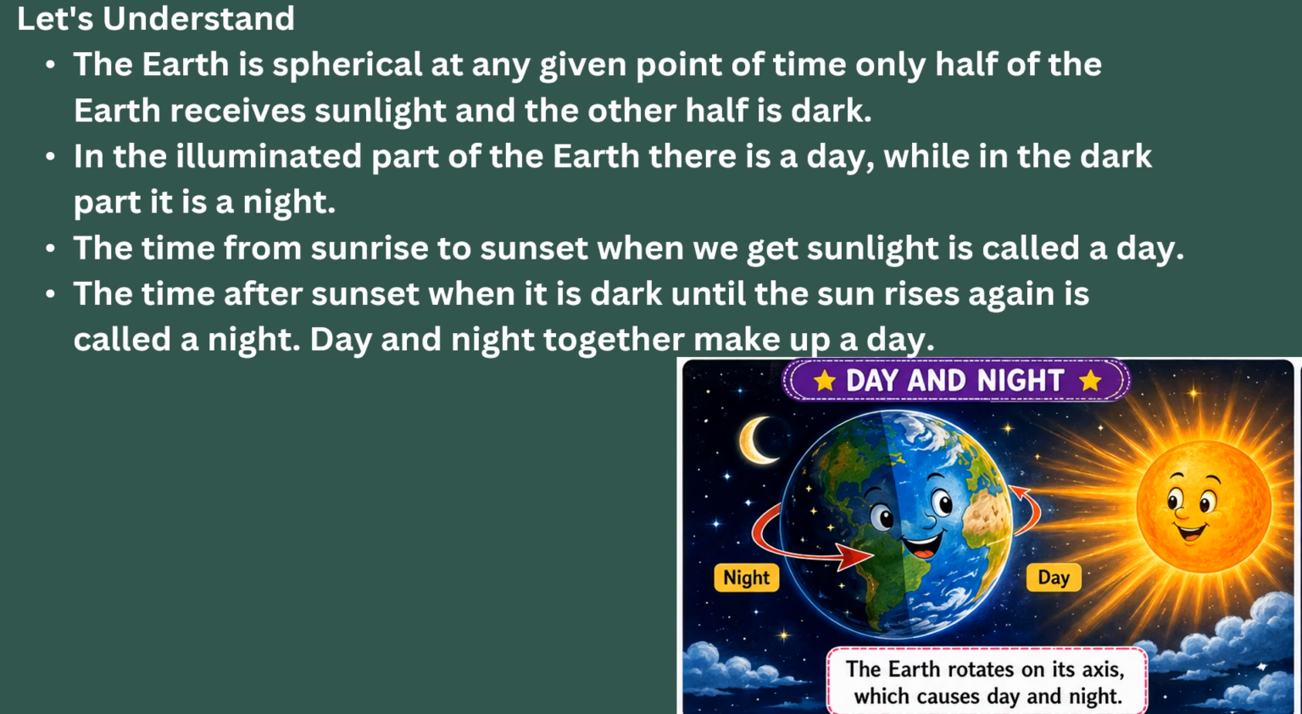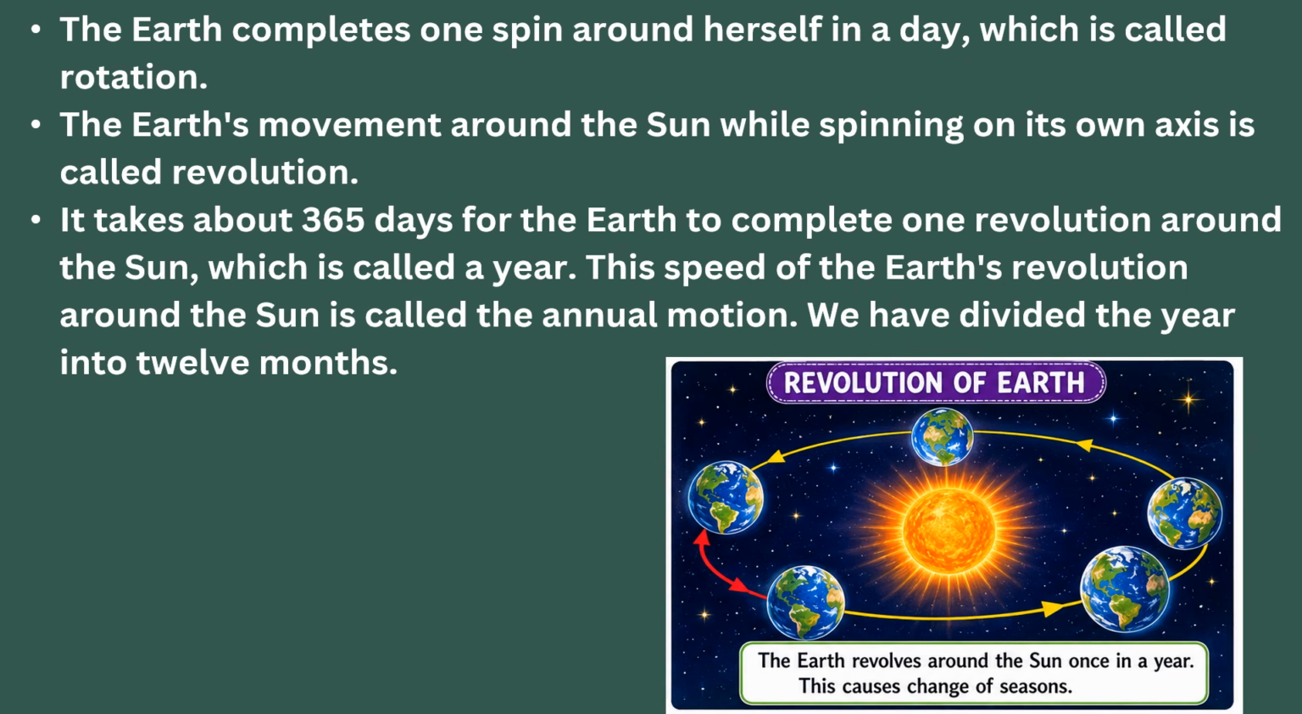The time from sunrise to sunset when we get sunlight is called a day. The time after sunset when it is dark is called a night. Now Earth completes one entire spin around itself in a day, which is called rotation. And Earth's movement around the Sun while spinning on its own axis is called revolution. It takes about 365 days for the Earth to complete one revolution around the Sun, which is called a year. The speed of the Earth's revolution around the Sun is the annual motion.